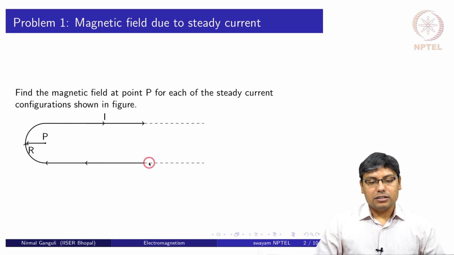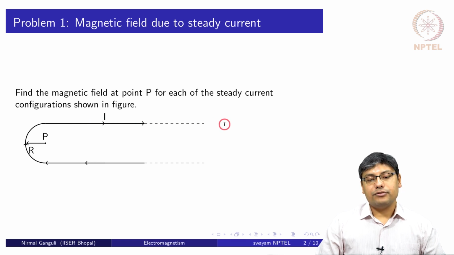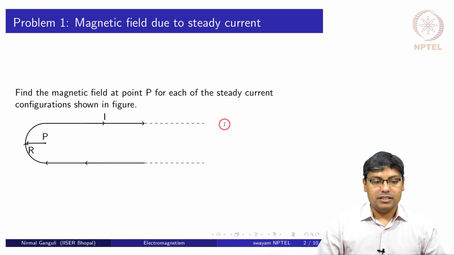So we have one straight line here extended to infinity, from which a current is flowing in this direction and the magnitude of the current is I. The same current is flowing through this semicircular loop and it is coming to another straight wire of infinite extent here, and the magnitude of the current is always I. And you are supposed to find the magnetic field at the center of this semicircle of radius capital R.